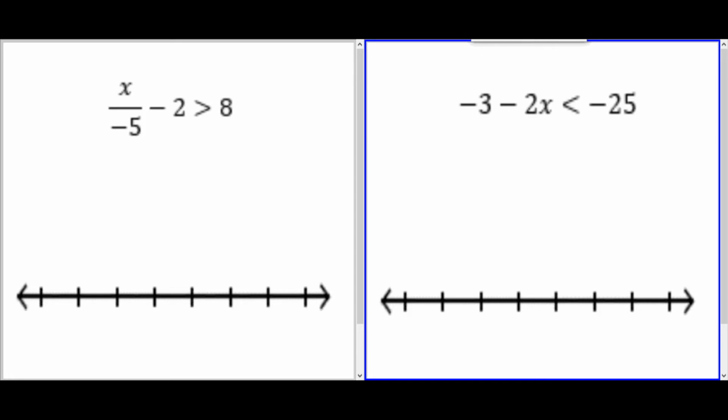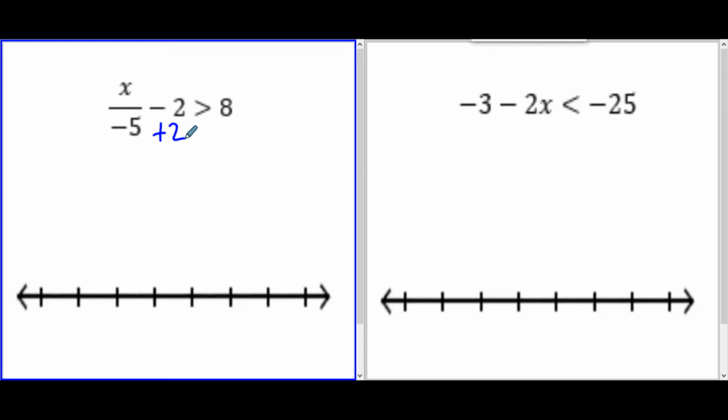Okay, these ones are going to be similar. So x divided by negative 5 minus 2 is bigger than 8. To solve that one, just like an equation, you need to get rid of the addition and subtraction first. So we're going to add 2 to both sides first. So this is x divided by negative 5 is bigger than 10.